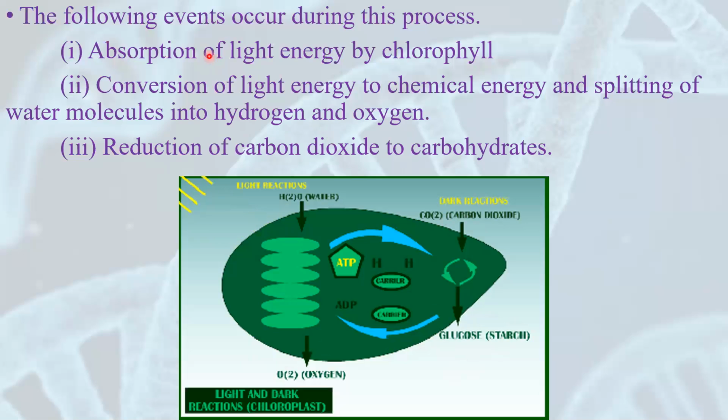So I hope you all are clear with the three steps that occur during photosynthesis. First is absorption of light energy by chlorophyll. Second is conversion of light energy to chemical energy, and along with this, splitting of water molecules into hydrogen and oxygen. And third step is reduction of carbon dioxide to carbohydrates.